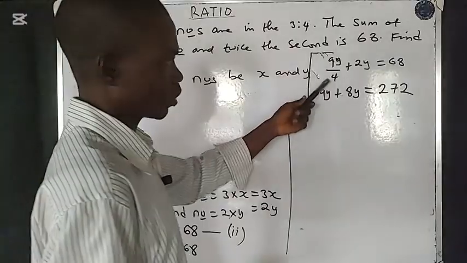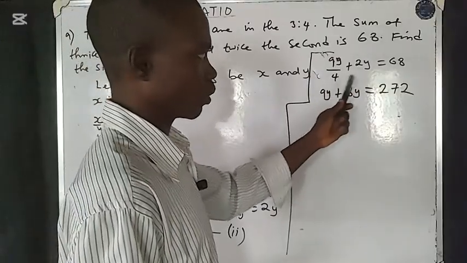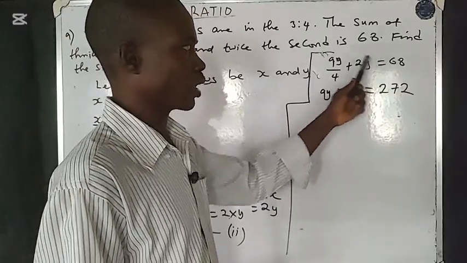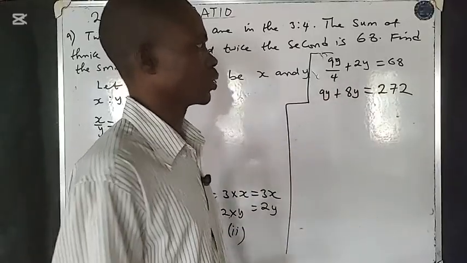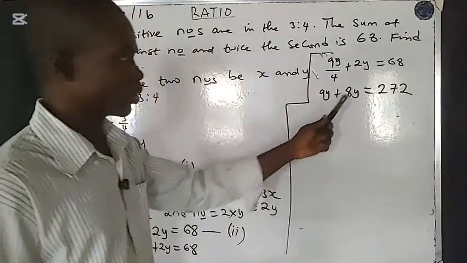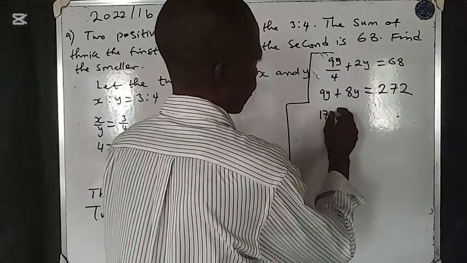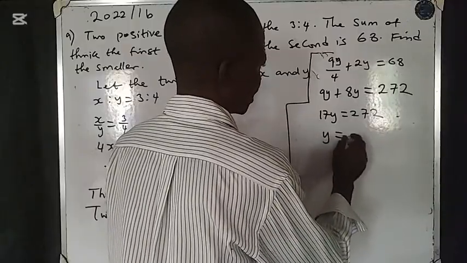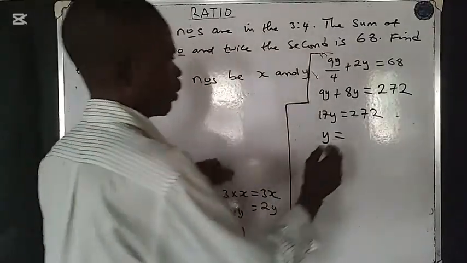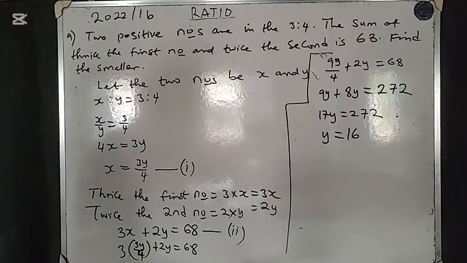To remove the denominator, we use what we normally use to remove the denominator. Anytime we have an equation and a fraction, multiply everything by the LCM to clear the denominators. So we have 9y plus 8y, that will give us 17y equals 272. If we divide both sides by 17, what do we have? We have 16, right? So the second number is 16.